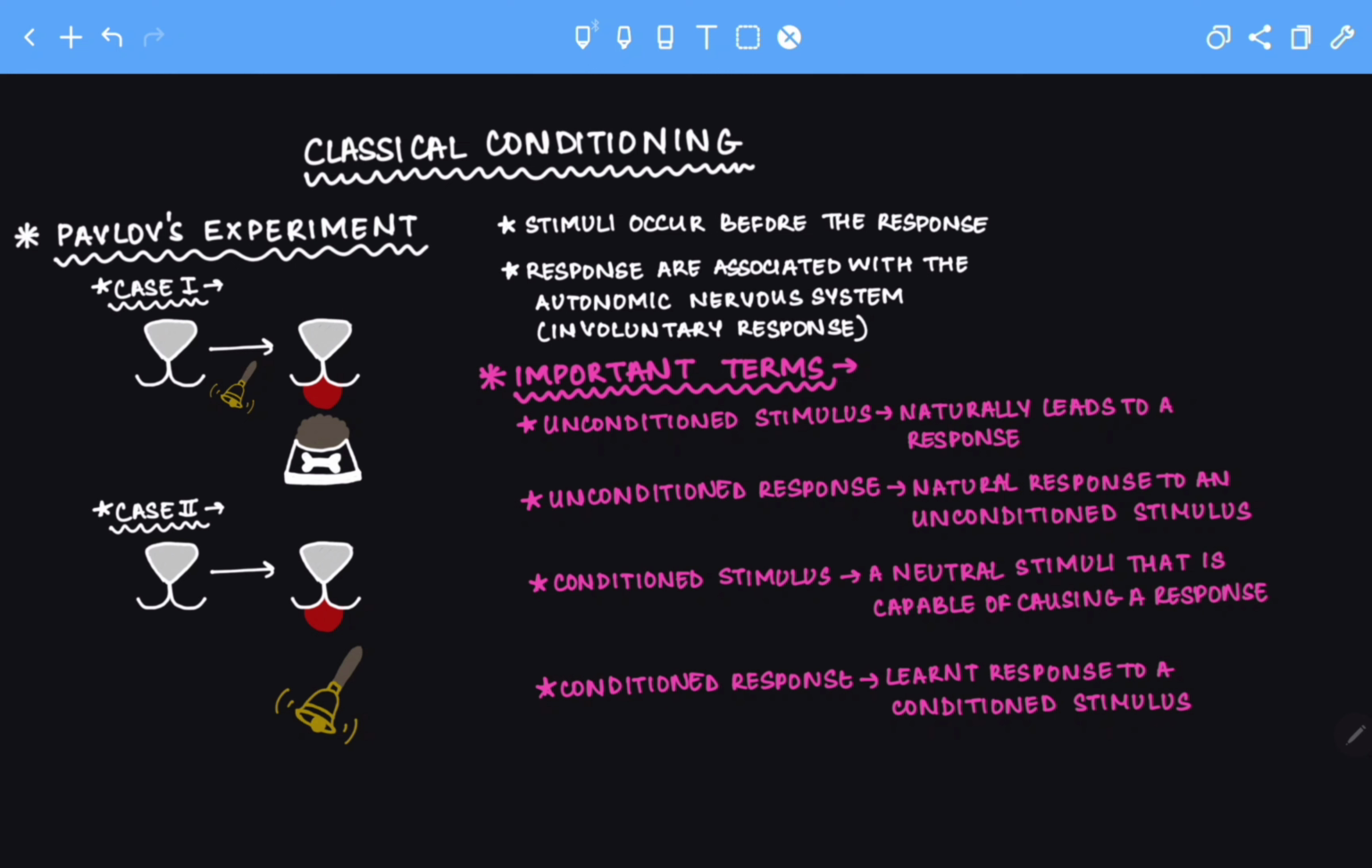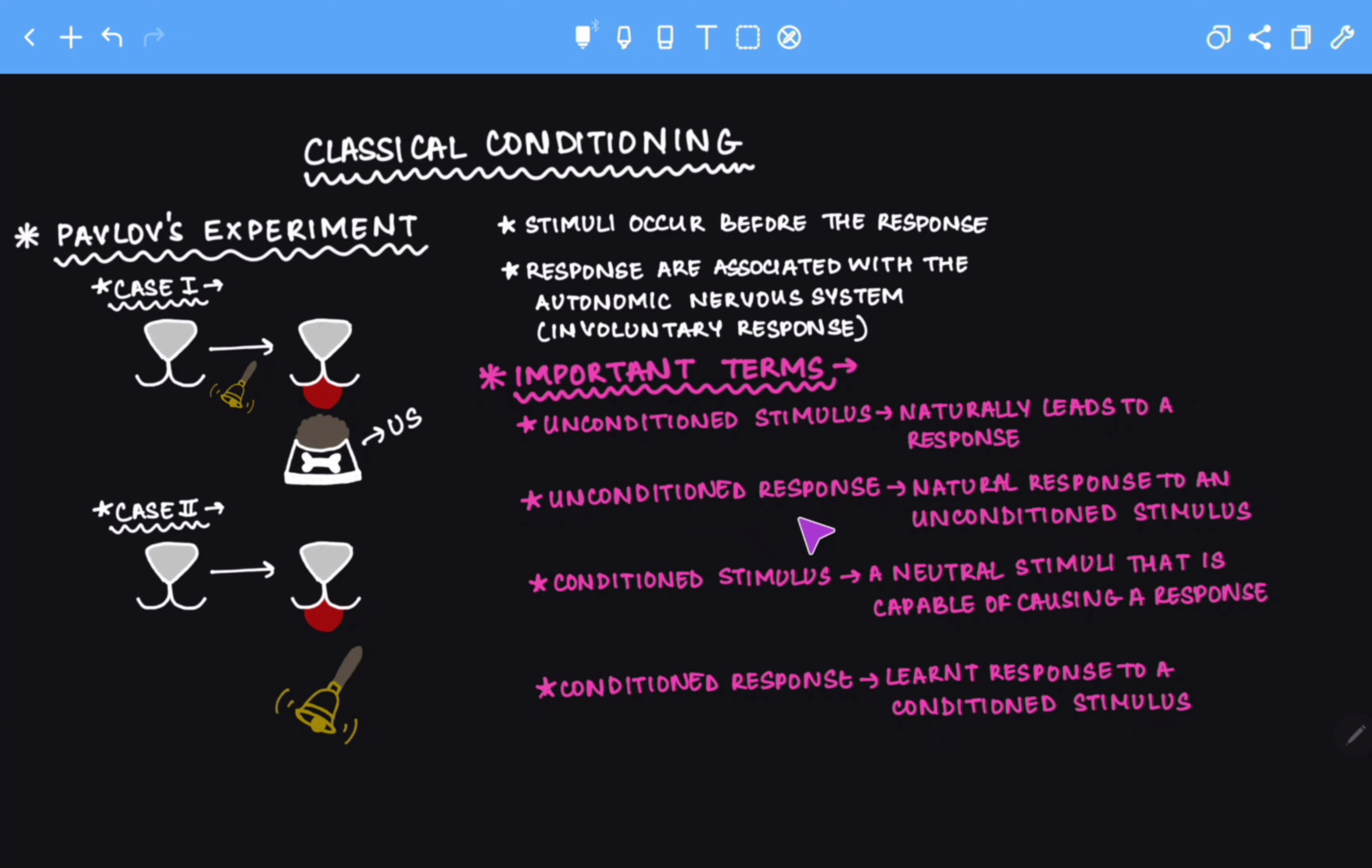Important terms that must be kept in mind while learning classical conditioning are, first, unconditioned stimulus. Unconditioned stimulus is a stimulus that will naturally lead to a response. So here the unconditioned stimulus is the food. The food is what causes the dog to salivate. Hence, food is the unconditioned stimulus.